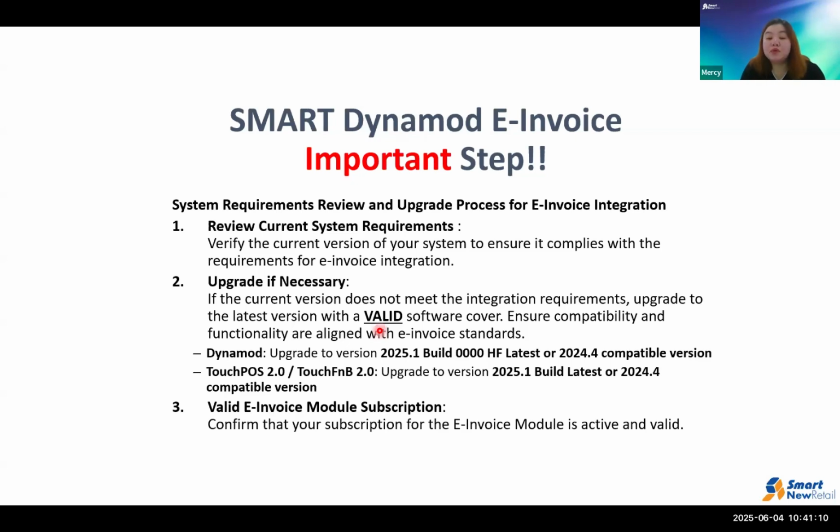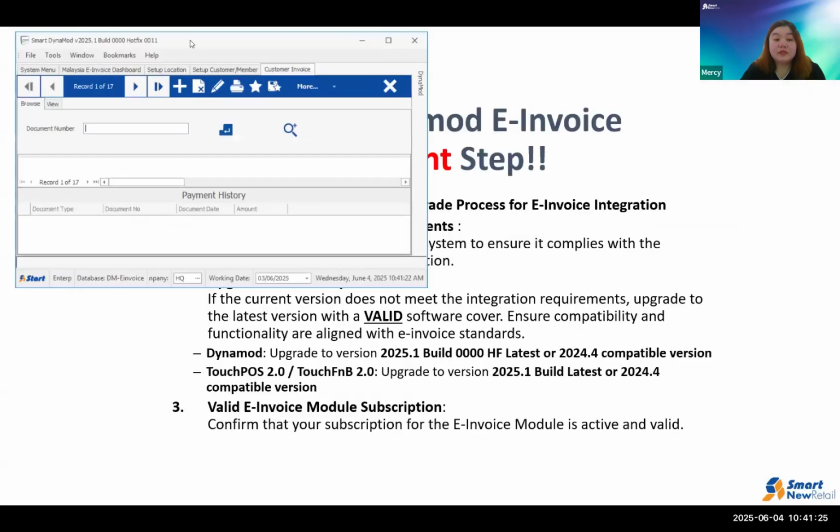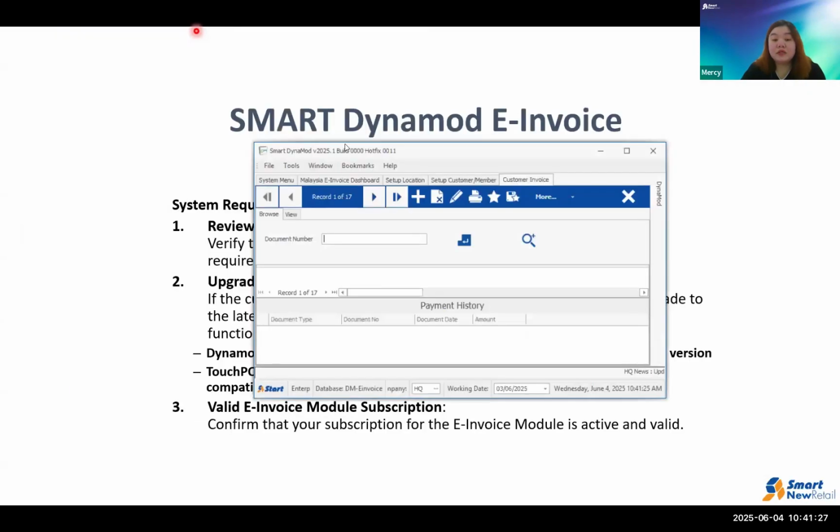Okay, this is the most important step that we need to do first. So how do you check your version? For example, for the Dynamo mode, if you're using the Dynamo mode, you will notice that the version is at the top of the screen.